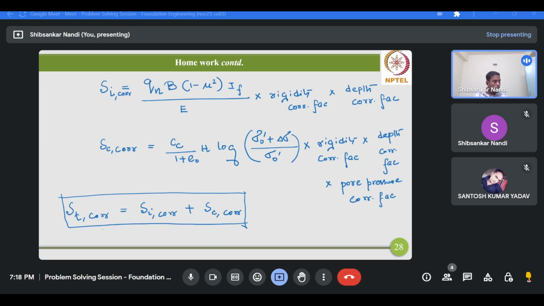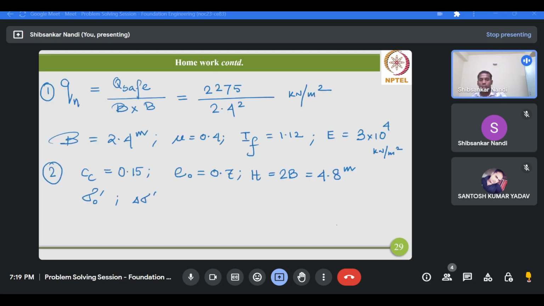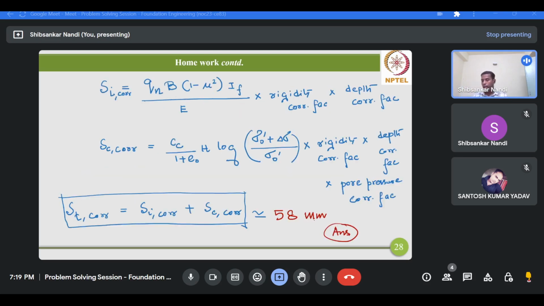Okay, so I will not be able to solve this problem in detail anymore, so I am giving you the final answer. I hope you will get this total corrected settlement as 58 millimeter. Okay, so please solve this problem and cross check whether this value is correct or not. And let me know about any difficulties which you face in solving this problem in the next session.